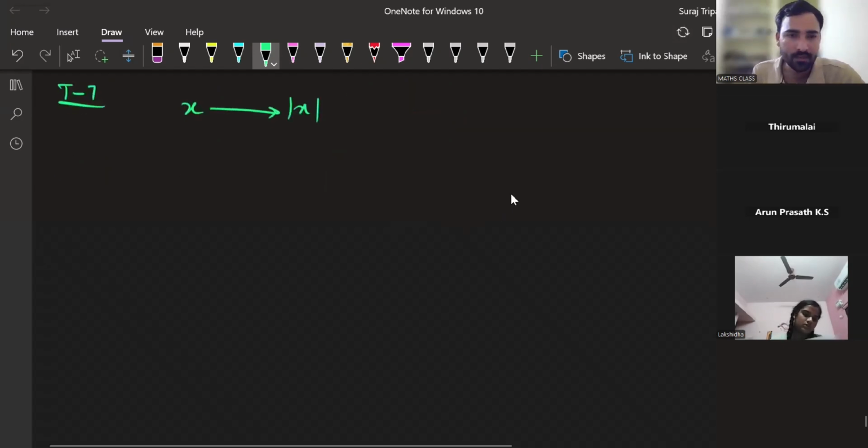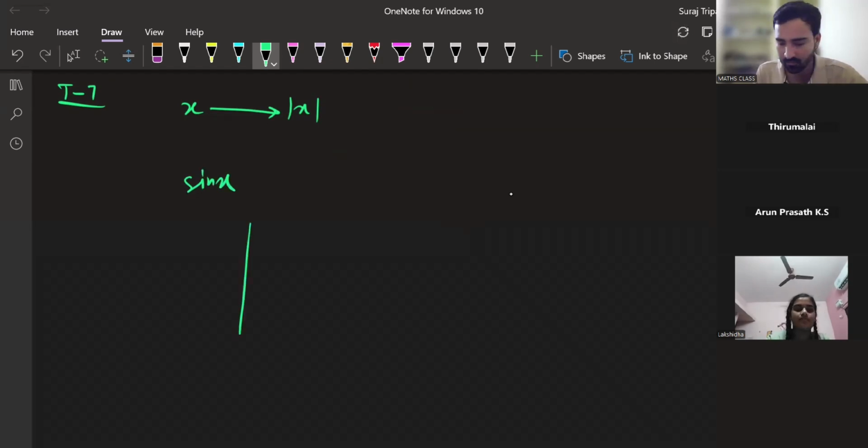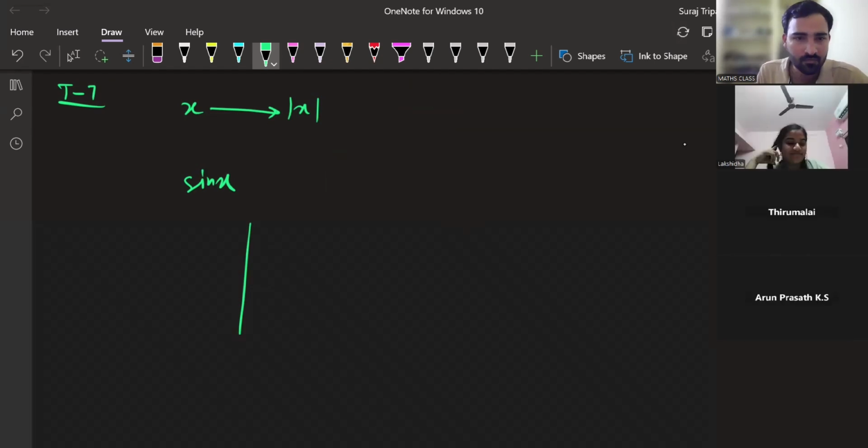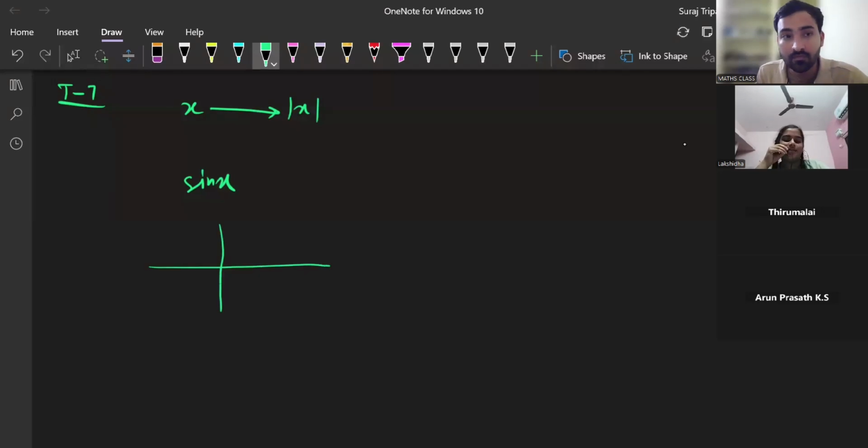So let's take one example. Suppose the graph of sin x is given. Transformation number 6: x to mod x. How will we transform this sin x to sin mod x?